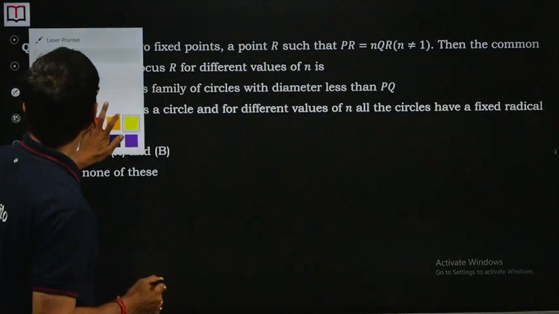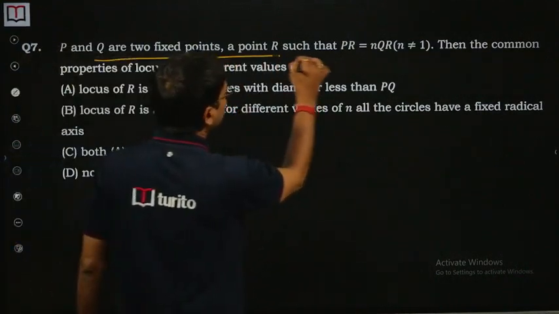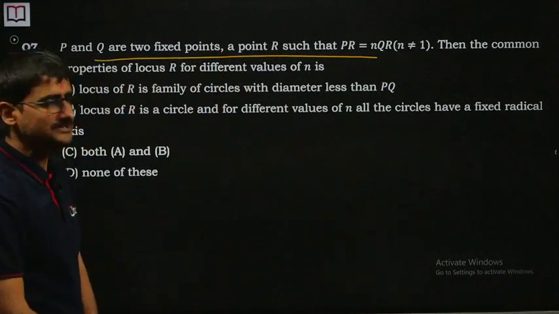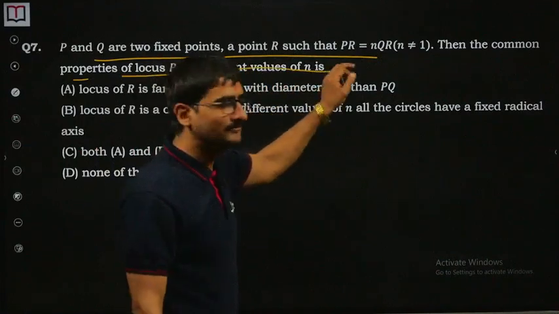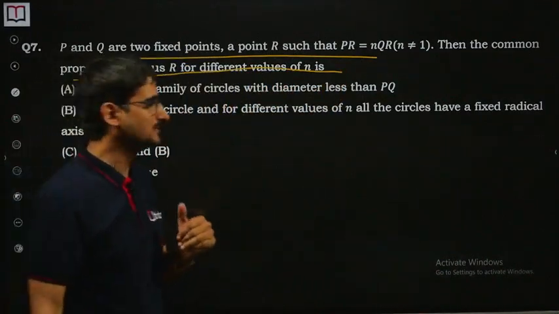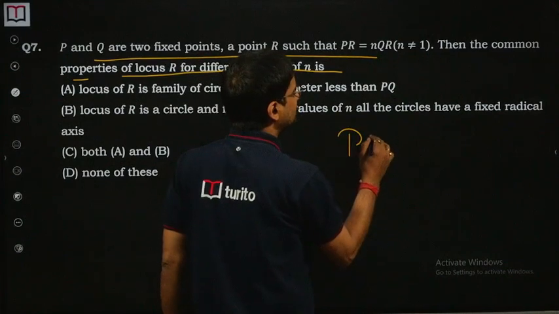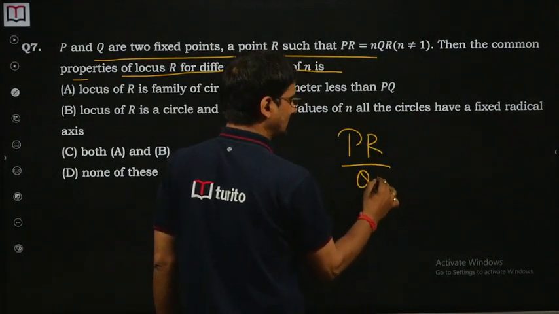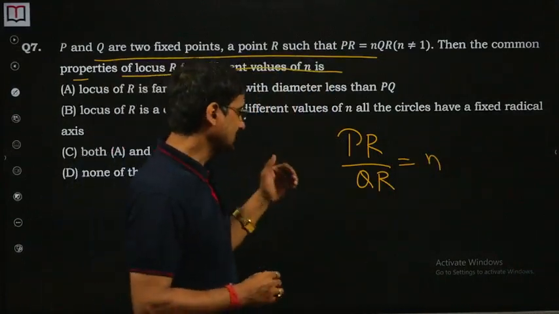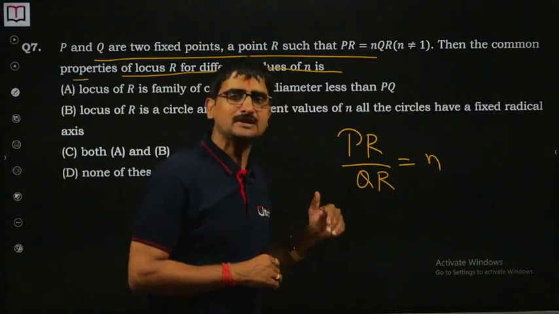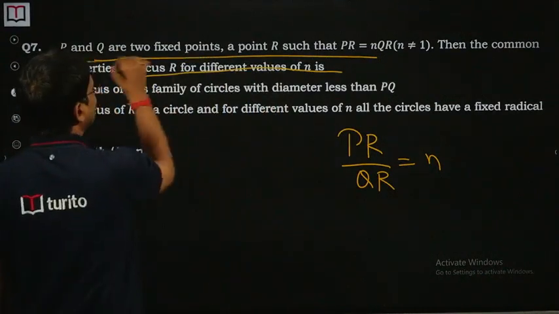Moving to the next one. The next question is, P and Q are two fixed points. R is a point such that PR is equal to n times QR. Then the common properties of the locus of R for different values of n. See, one thing we need to understand, that whenever we have such a situation, PR by QR is equal to n. It's like R is a variable point, P and Q are two fixed points. That's what we are given.